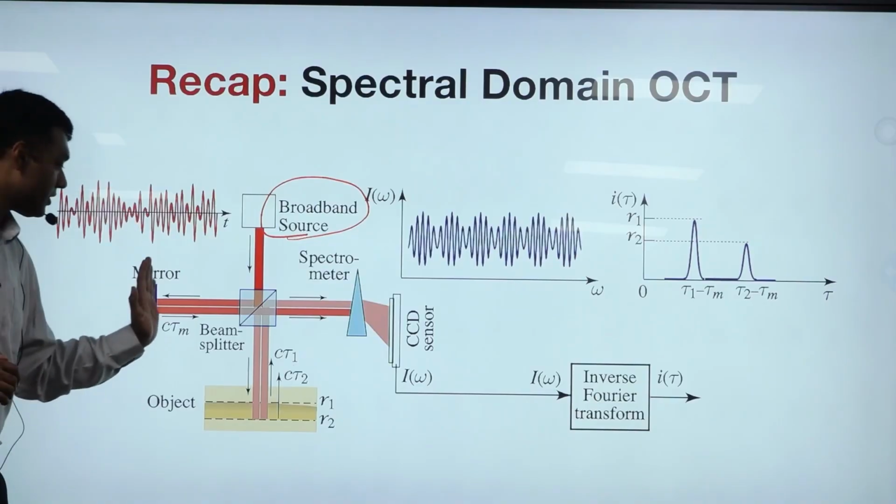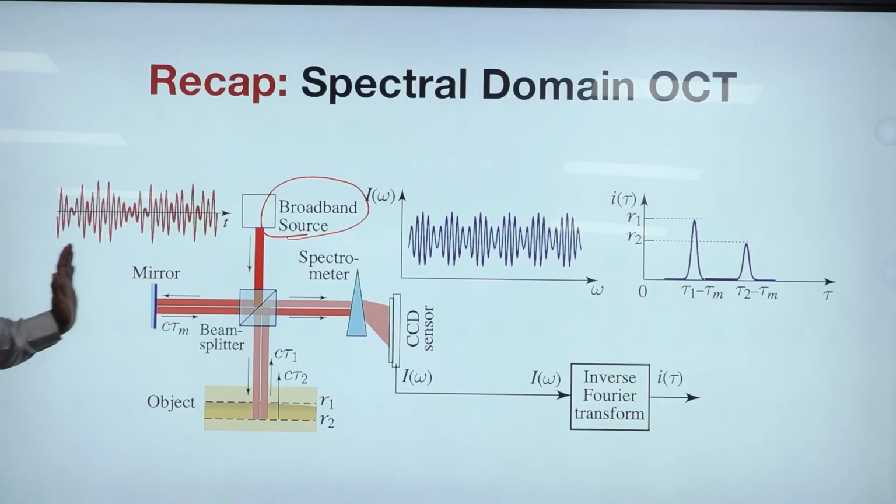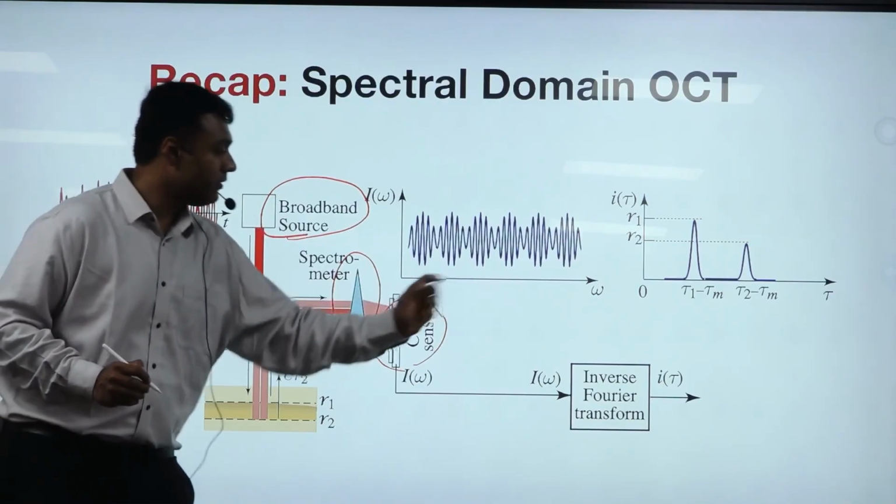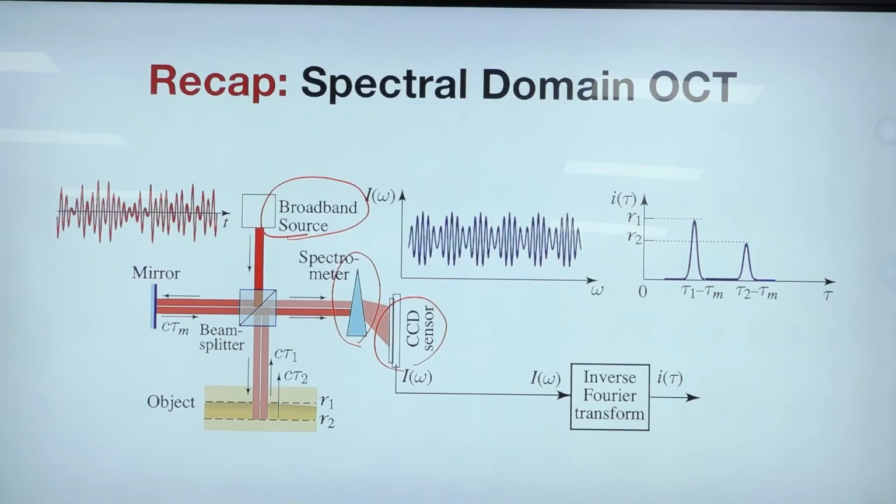There is a mirror which in time domain is moving. You fix the mirror position and you have an array of detectors in the case of spectral domain OCT, which splits the light into different wavelengths. You have what's called a spectrometer, which measures different wavelengths of light, and then you take an inverse Fourier transform to get the depth axial scan.